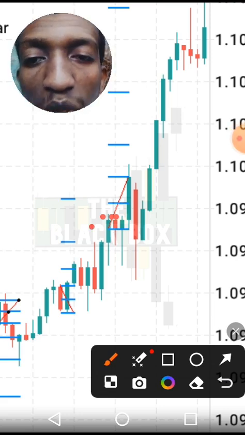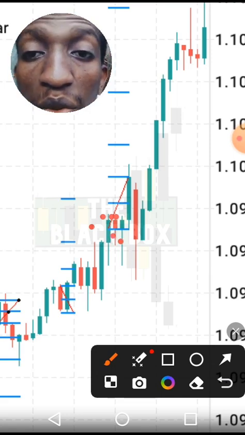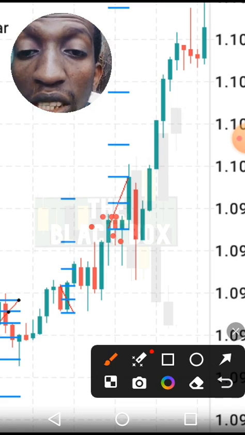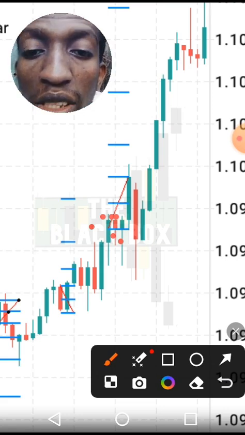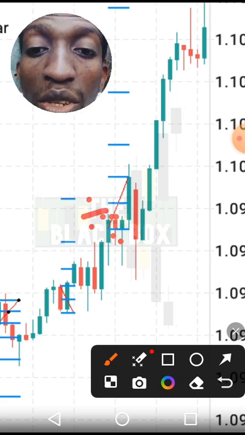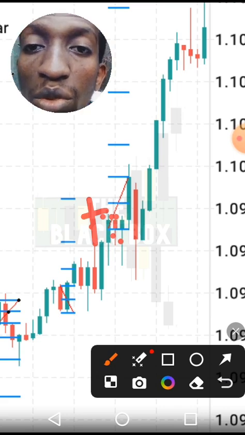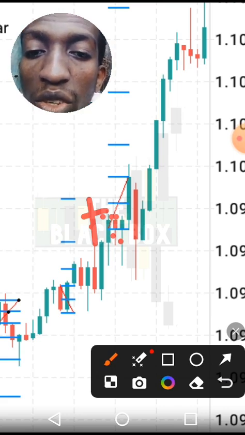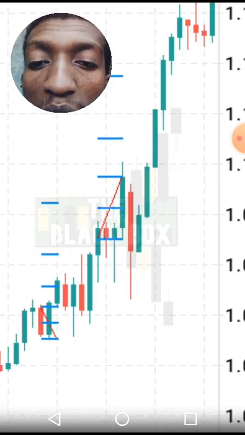The first black box was big. The second and the third were hammers, right? So where am I focusing now? I'm focusing on the hammers. The big candle is gone. It's out of my view now. I don't care about that anymore. I only care about the hammers. And look exactly what happened here.